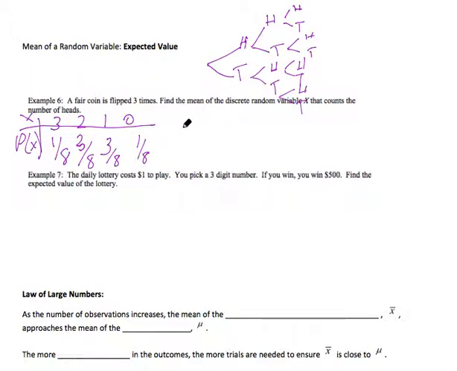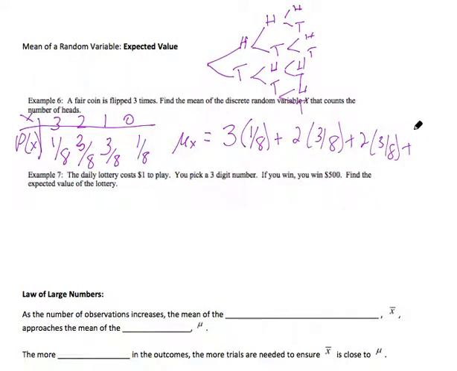Okay, so to find the mean, I have mu of x is equal to the outcome that I am looking at times its probability: 3 times 1 over 8, plus 2 times 3 over 8, plus, oh, that should be a 1, 1 times 3 over 8, plus 0 times 1 over 8.